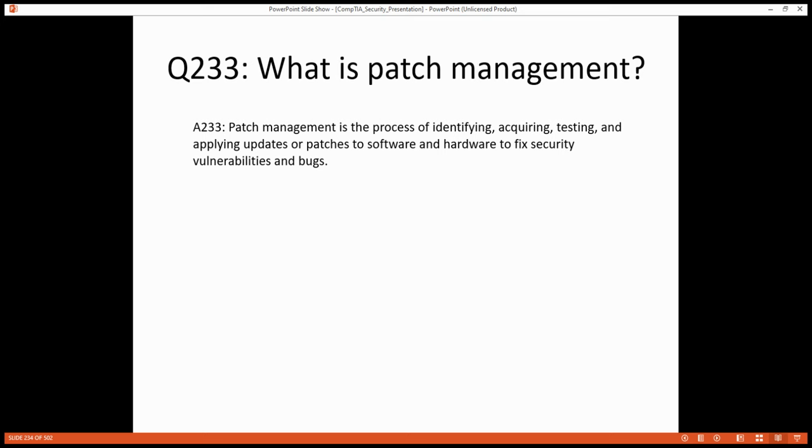Q233. What is patch management? A233. Patch management is the process of identifying, acquiring, testing, and applying updates or patches to software and hardware to fix security vulnerabilities and bugs.